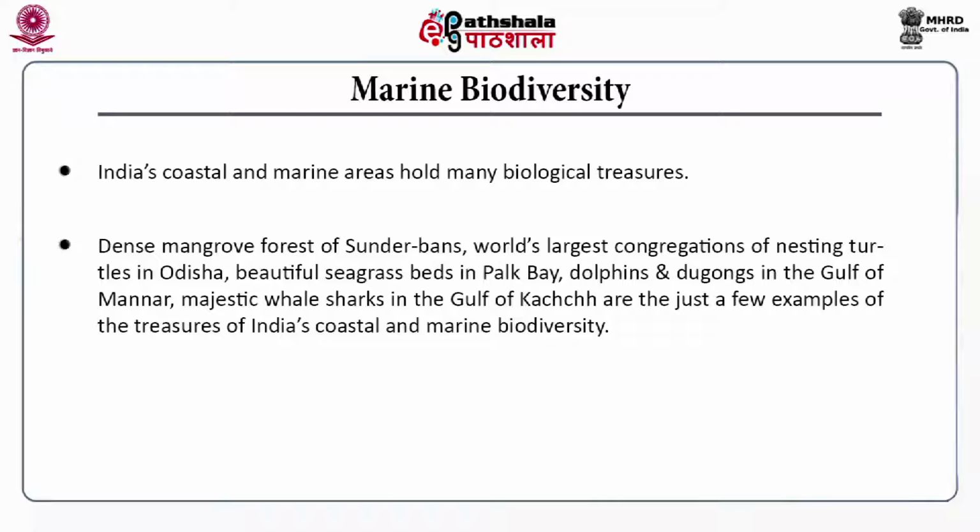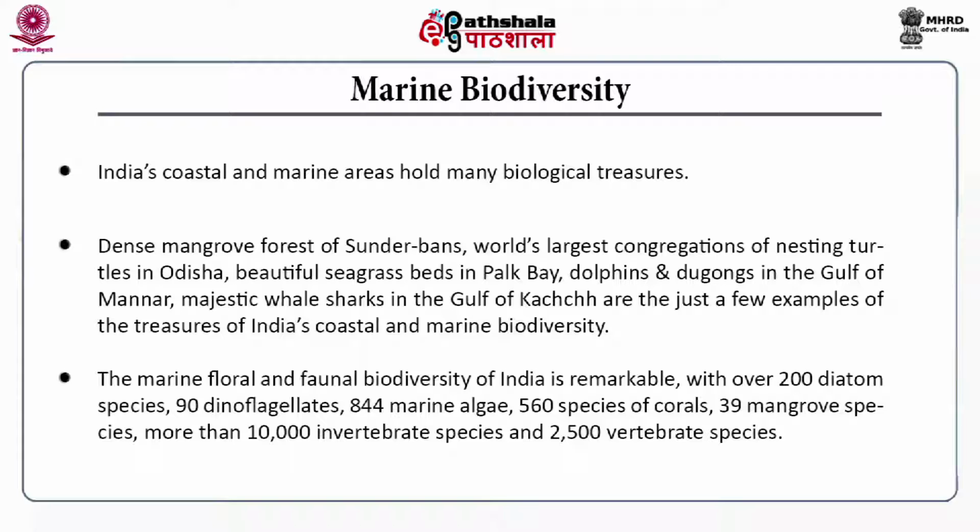The marine floral and faunal biodiversity of India is remarkable. It includes 200 species of diatoms, 90 species of dinoflagellates, 844 species of marine algae, 560 species of corals, 39 species of mangroves, and more than 10,000 species of invertebrates and 2,500 species of vertebrates.